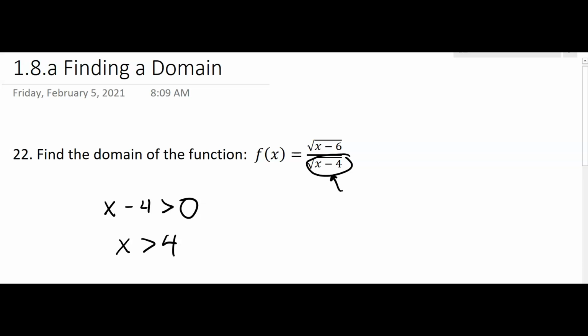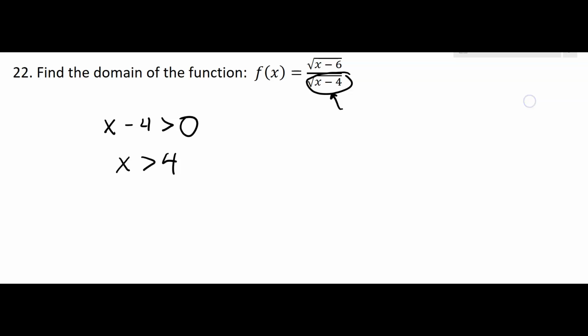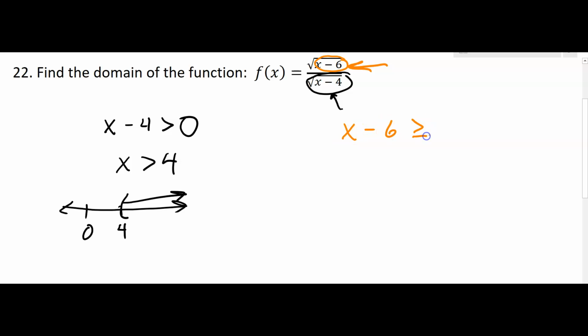Okay. And you can look at the graph of that. It might be helpful to do that. So think about what are the numbers greater than 4. Here's 0, here's 4, let's say. So we're talking about that group right there. But there's another restriction because there's also a square root in the numerator. Now the numerator can equal 0, so that's okay. But we have to make sure that the stuff under the square root is positive or 0. So x minus 6 has to be greater than or equal to 0. That gives us x is greater than or equal to 6.